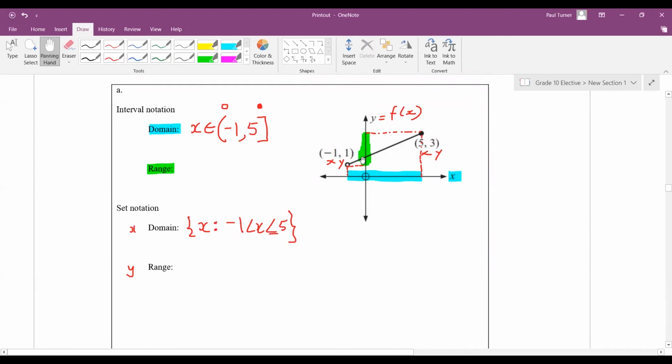So remember, you're referring to ranges, the y values. Domain refers to x values. Range refers to y values on the y-axis. So this is referring to domain in this direction, and range referring to y. So this is the range there. I'll give you a minute to do that. If you've done that, look at the next question down below.